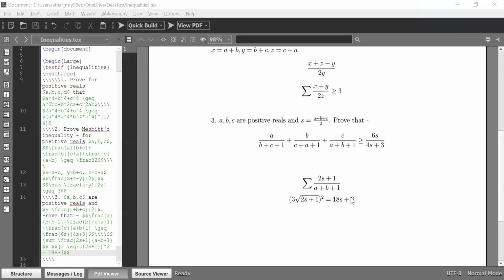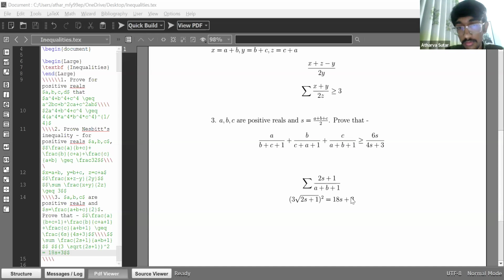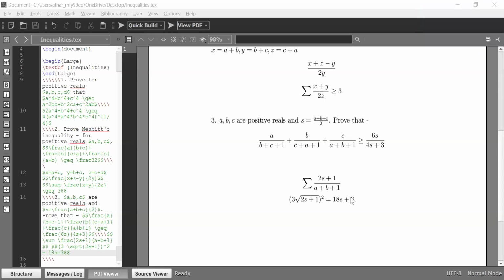I'm trying an AM-HM by adding 1 to all, adding plus 3 on both sides. It will be done as (A plus B plus C plus 1) into (1 upon B plus C plus 1), and similarly C plus A plus 1, A plus B plus 1. Considering A plus B plus C to be x, so x plus 1 times (1 upon x minus A plus 1 plus ...) is equal to 3x upon x plus 3 plus 3.